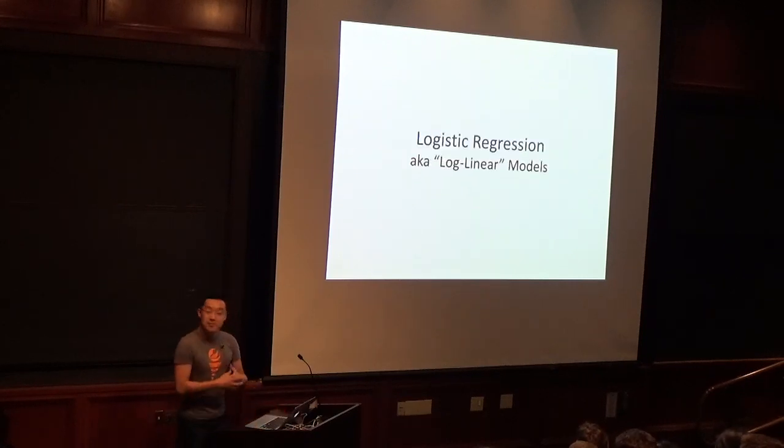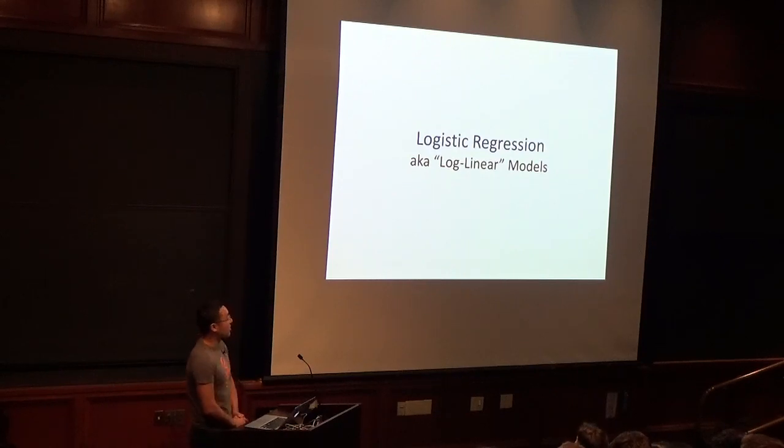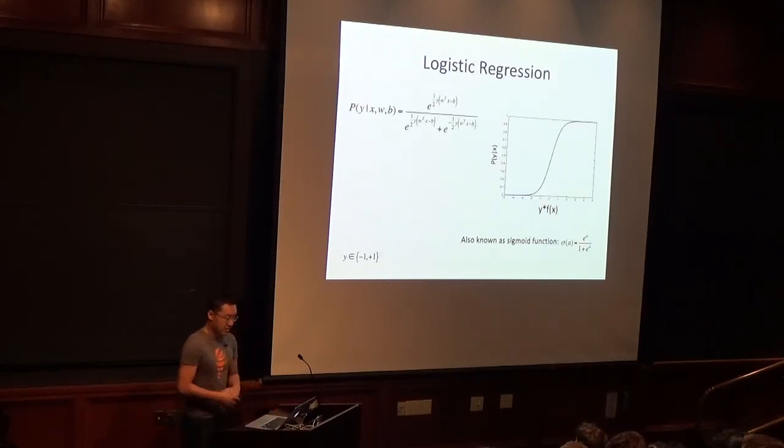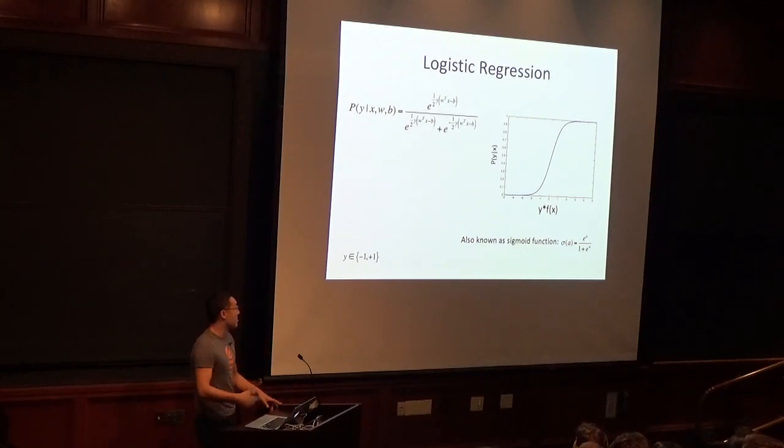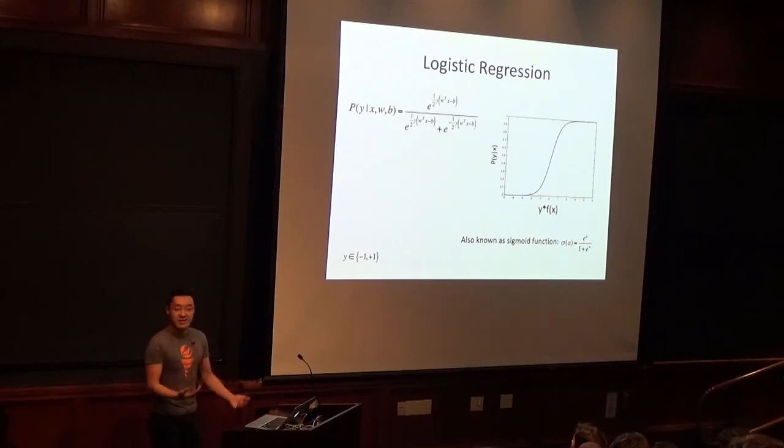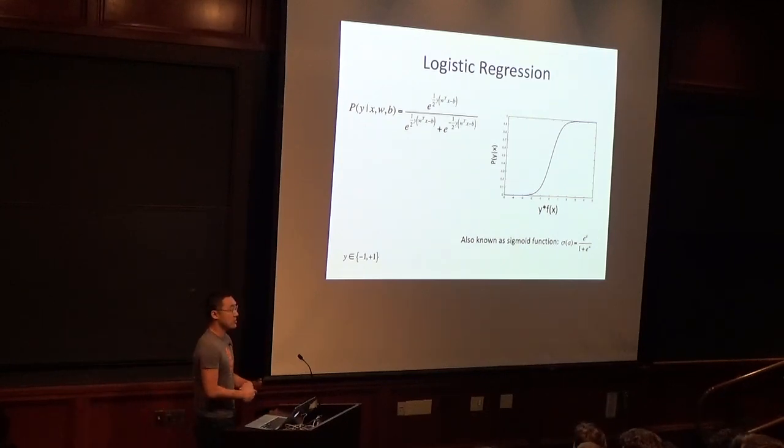Okay, the second big topic we're going to talk about today is logistic regression, also sometimes referred to as log linear models. This might be one of the first approaches people learn in their statistics class or data science class. It's one of the first methods that people learn, and there are many different equivalent formulations if you manipulate the algebra. I just wrote one up here.